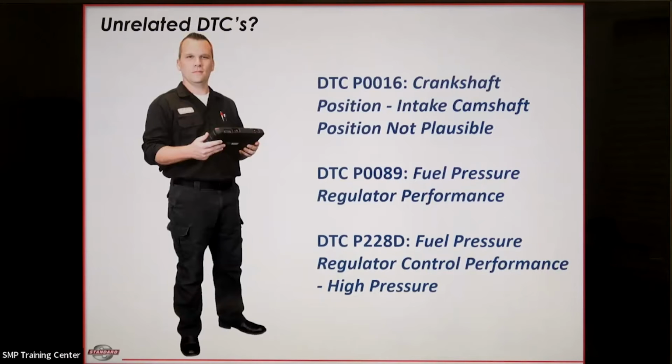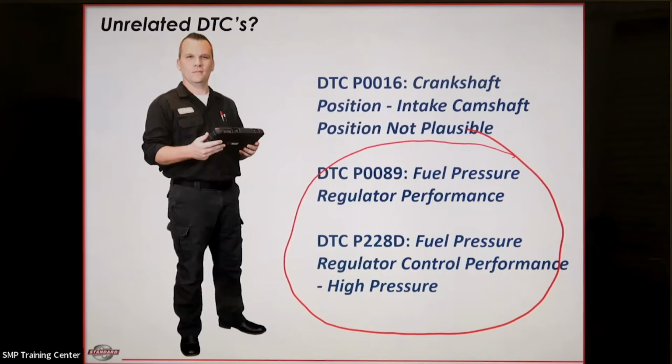Here's an example on a 2011 Chevy Equinox with a 2.4 liter engine. There were codes that kept setting in the ECM. We had a P0016, which makes reference to the correlation between the crankshaft and the camshaft. In other words, that P0016 is saying, hey, we got an engine that's out of time. But then notice these other two codes. We have a fuel system performance code, and well, we actually have two fuel system performance codes. We have a P0089 and a P228D, which both have to do with high pressure fuel system control or performance.